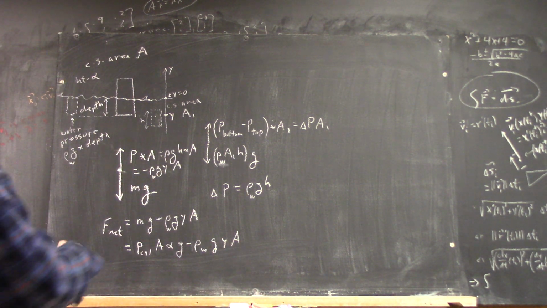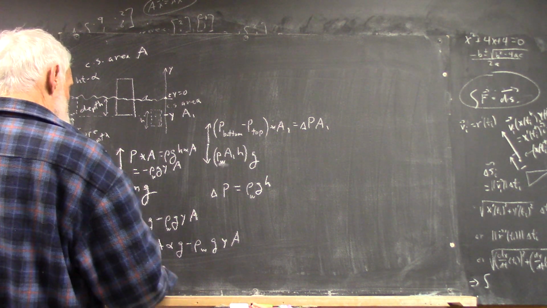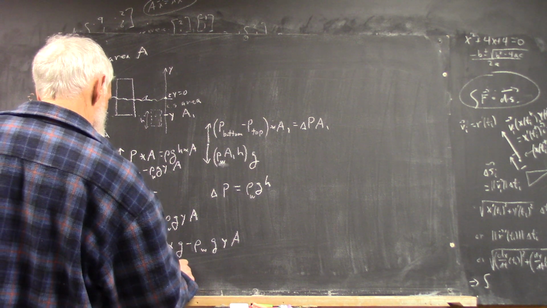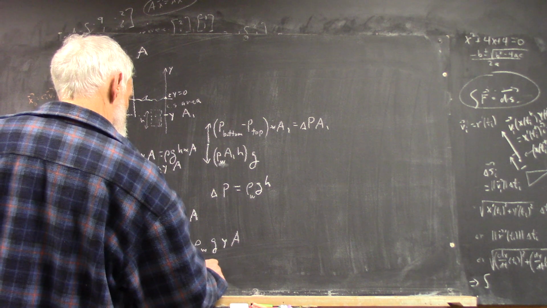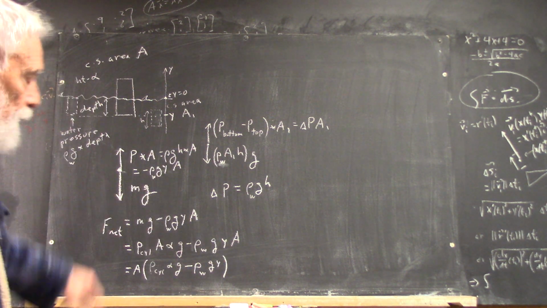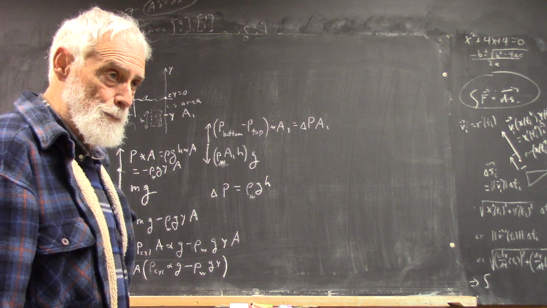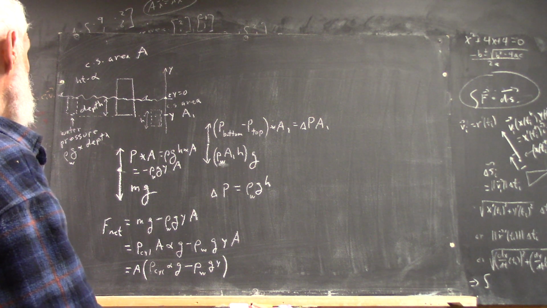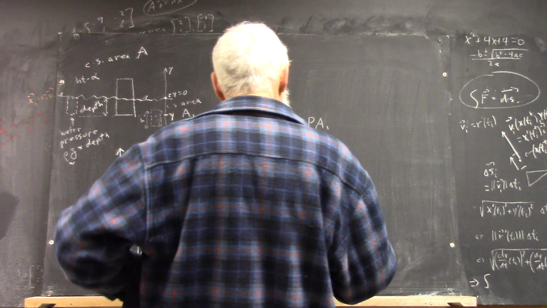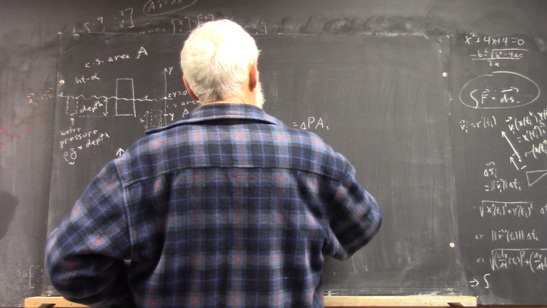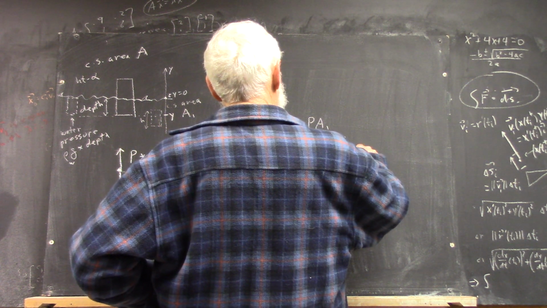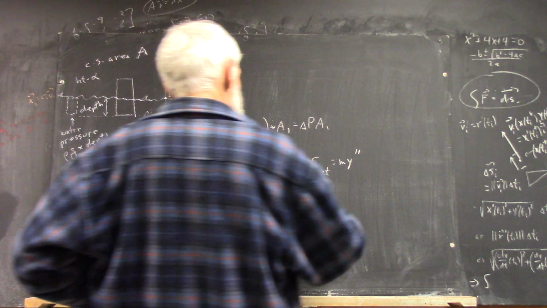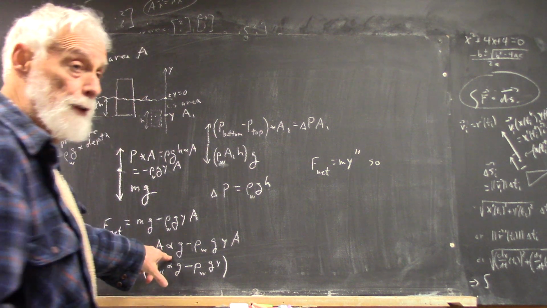Now, of course, A is the same for both, so we've got A times... Okay, well, there's your net force. Make sense? So now, net force is mass times y double prime, right? Well, the mass is just what it is here, right?